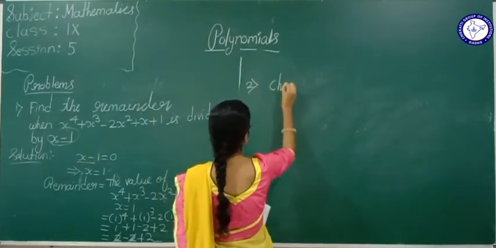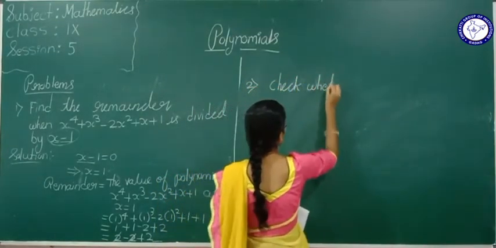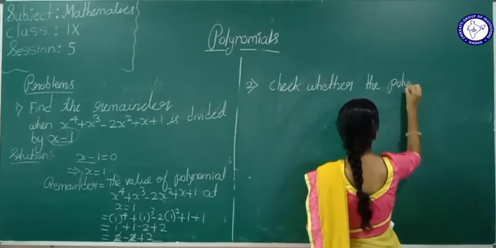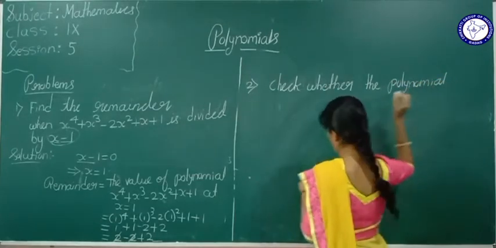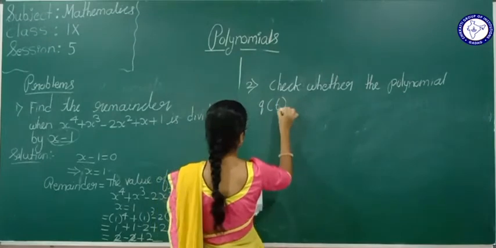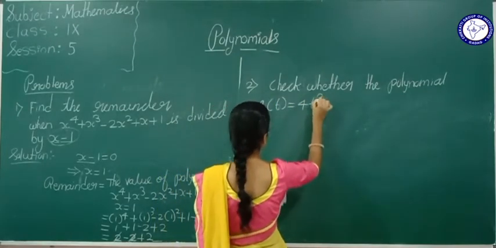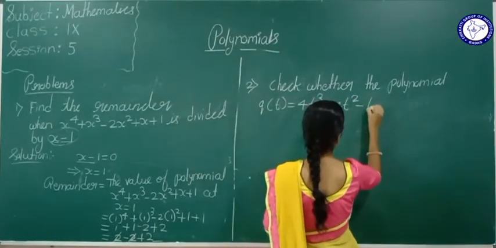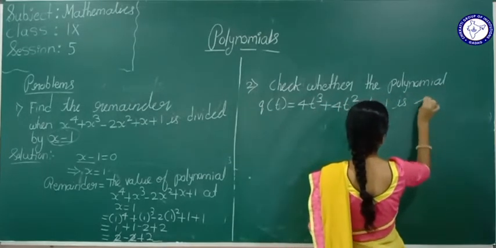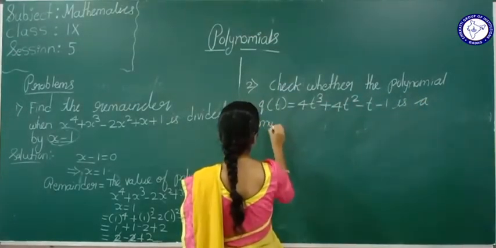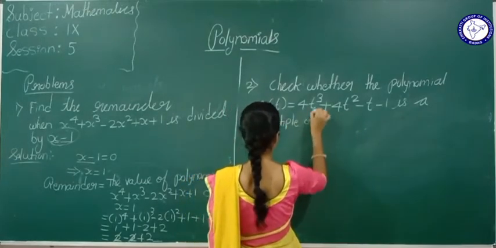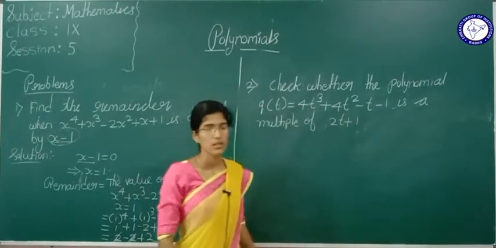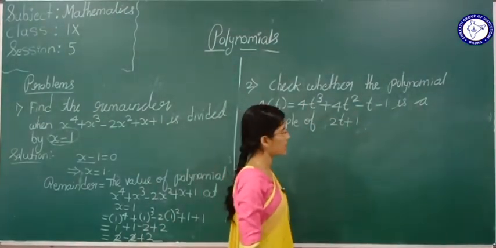Second, check whether the polynomial q of t is equal to 4t raised to 3 plus 4t square minus t minus 1 is a multiple of 2t plus 1. Now see, students, it is something like this.